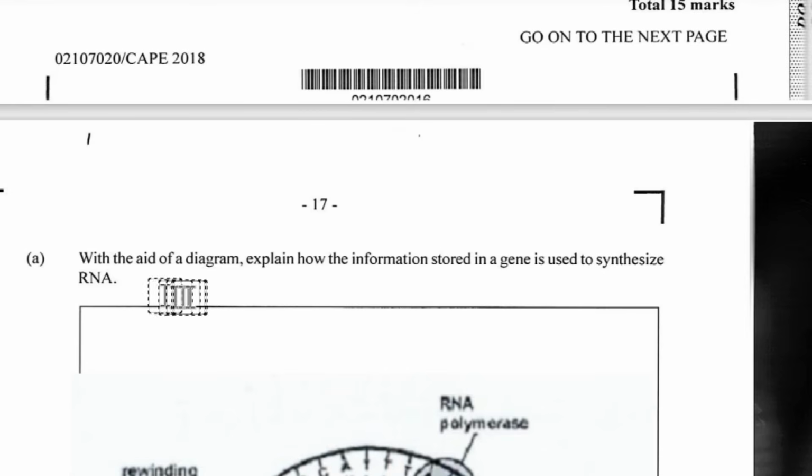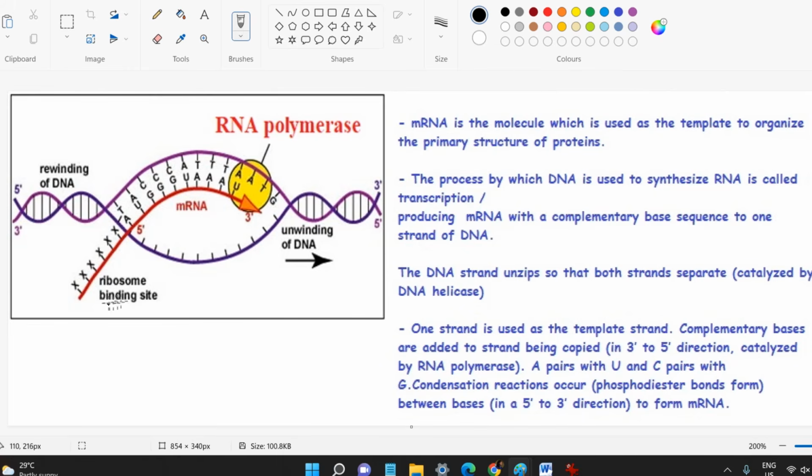5a, with the aid of a diagram, explain how the information stored in a gene is used to synthesize RNA. So let's take a look at this diagram here. What is happening on this diagram is typically the unwinding of DNA. Remember, the DNA is a helix consisting of two strands. There's a strand that runs from the direction 5' to 3', and one that runs from 3' to 5'.